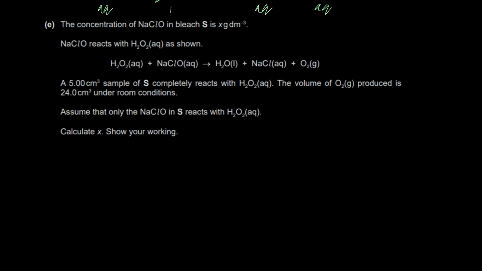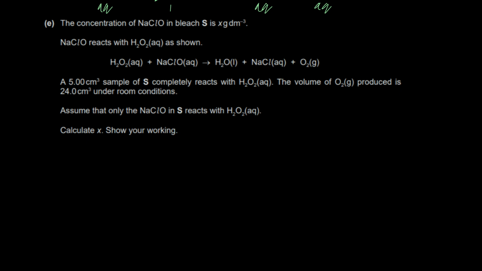Next, the concentration of NaClO in bleach S is x gram per dm cube. NaClO reacts with H2O2 as shown. A 5 cm cube sample of S completely reacts with H2O2. The volume of oxygen produced is 24 cm cube under room conditions. And what that means is, if you are given 24 cm cube under room conditions, you can absolutely say, hey, V equals n times 24,000. You can absolutely use this to figure out the moles of oxygen.